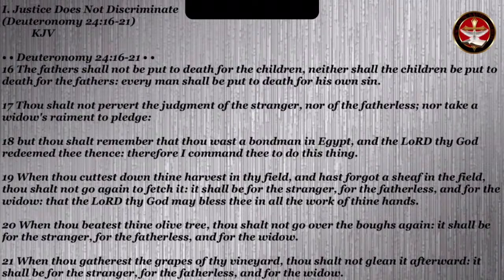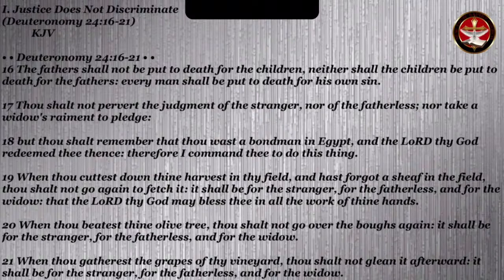King James Version. Deuteronomy chapter 24 verses 16 through 21. 16 The fathers shall not be put to death for the children, neither shall the children be put to death for the fathers. Every man shall be put to death for his own sin.